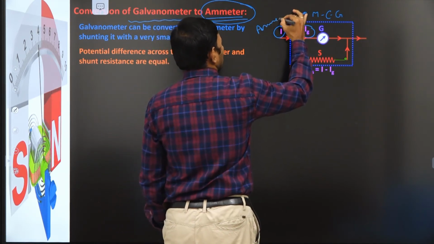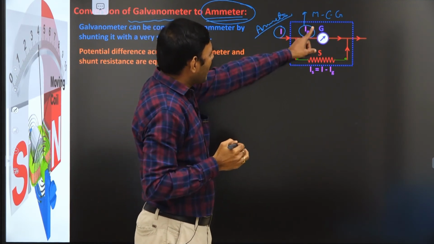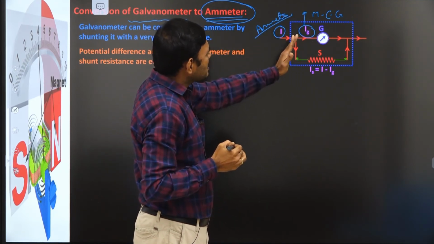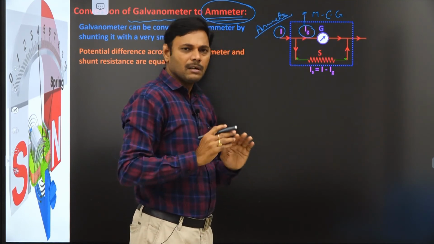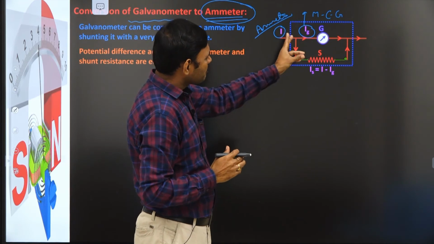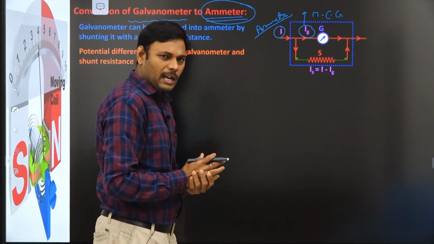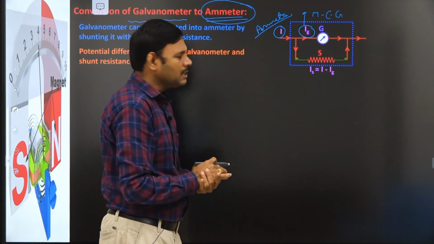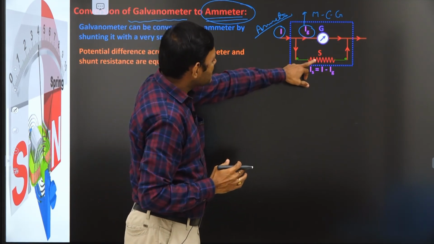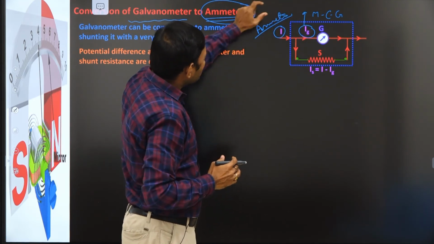We increase the strength to I. The maximum current measured by the galvanometer is Iz, the current at which the galvanometer shows full deflection. Beyond that, there is no way of increasing the current because it shows full deflection for Iz. To increase the range of this moving coil galvanometer by converting it to an ammeter, we connect a small resistance S in parallel to it so that the current measured by the ammeter increases to I.